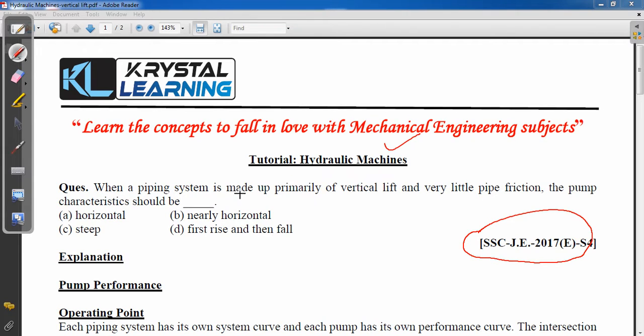When a piping system is made primarily of vertical lift and very little pipe friction, the pump characteristics should be horizontal, steep, nearly horizontal, first rise and then fall.